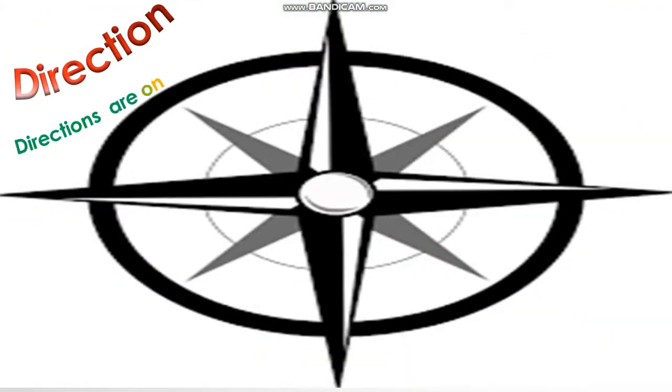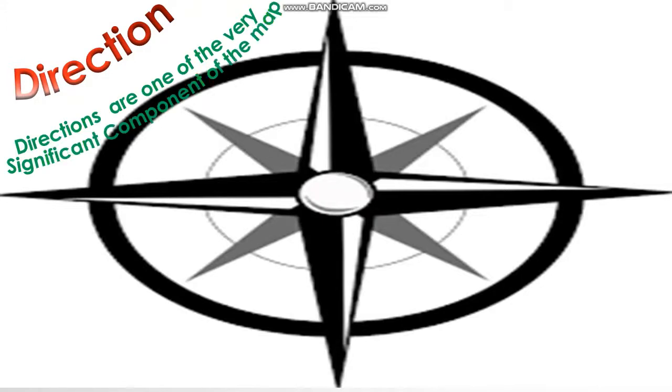Next, directions. Directions are also a very significant component of the map. You can take any map, you will find an arrow printed on the right hand corner of the map. The alphabet N is written above the arrow. The arrow is called the north line. It is showing north direction in the map. After knowing the north direction, you can easily find out other directions such as east, west and south.